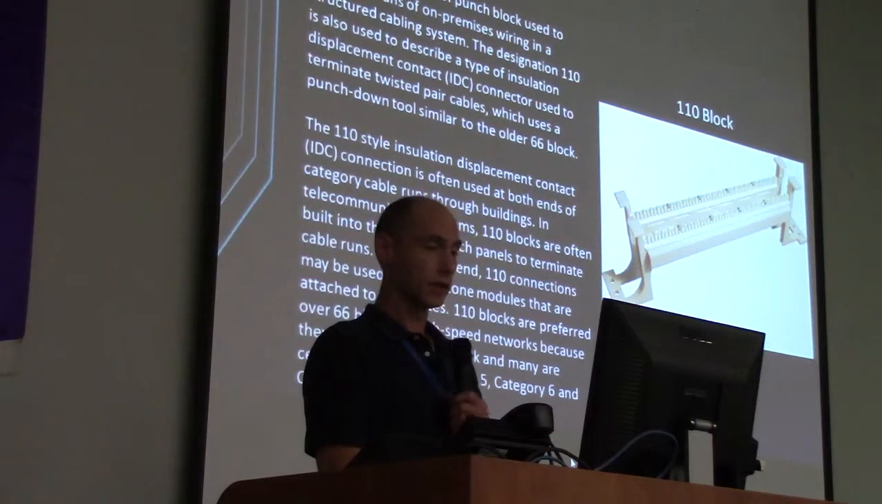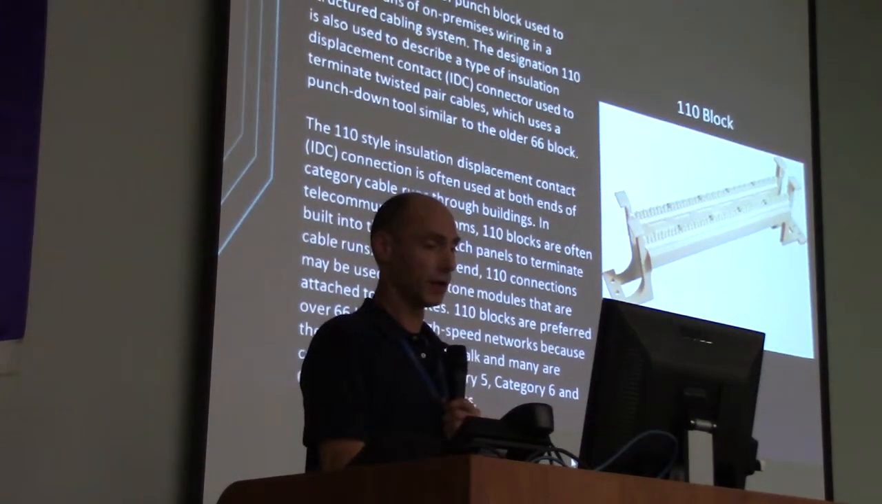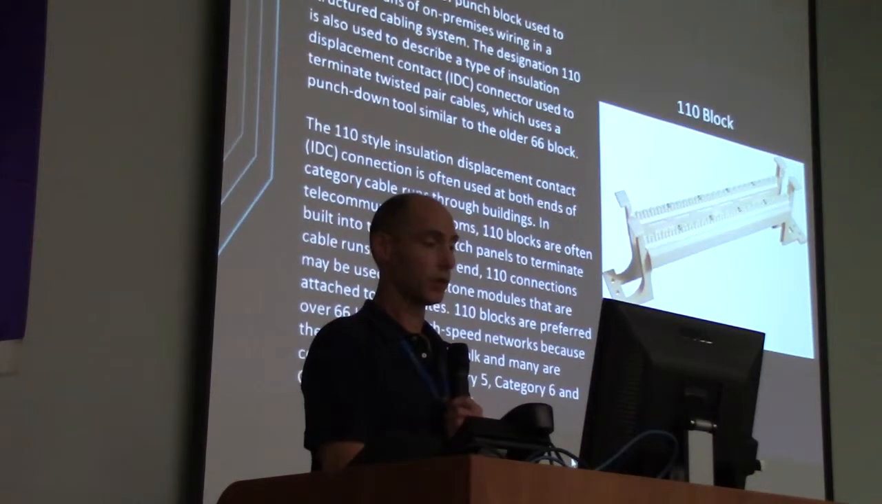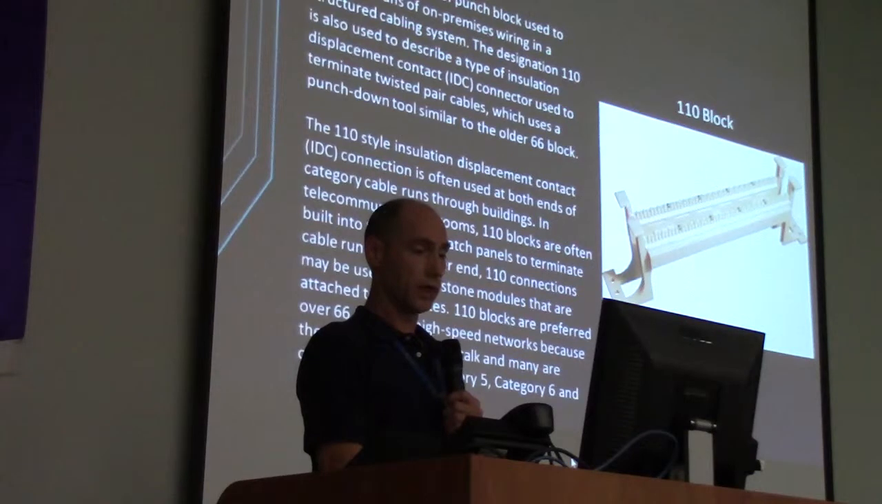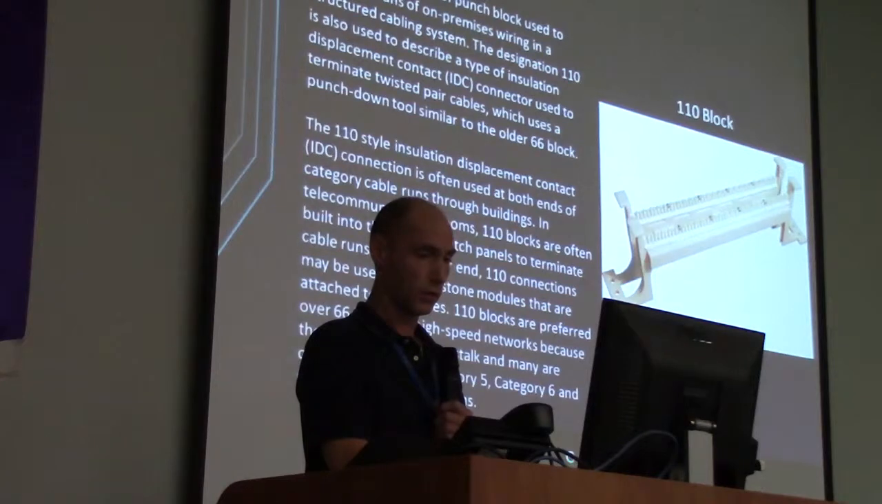The 110 style insulation displacement contact connection is often used at both ends of category cable runs through buildings. In telecommunications rooms, 110 blocks are often built into the back of patch panels to terminate cable runs. At the other end, 110 connections may be used with keystone modules that are attached to wall plates. The 110 blocks are preferred over 66 blocks in high-speed networks because they introduce less crosstalk, and many are certified for use in Category 5, Category 6, and Category 6A wiring systems.